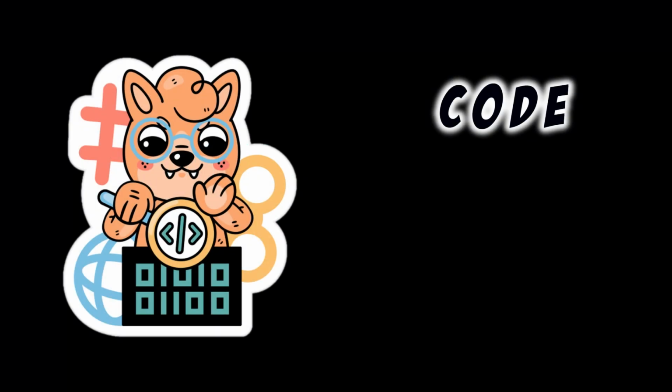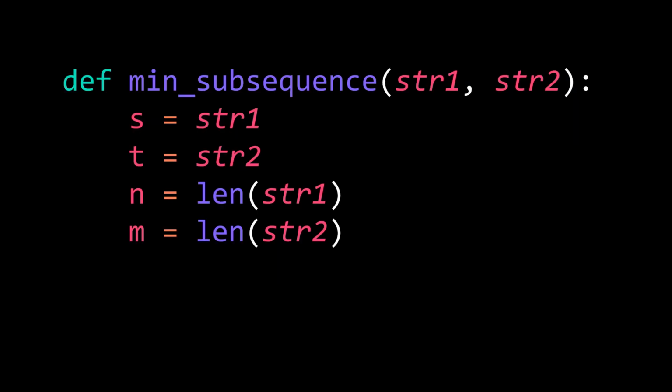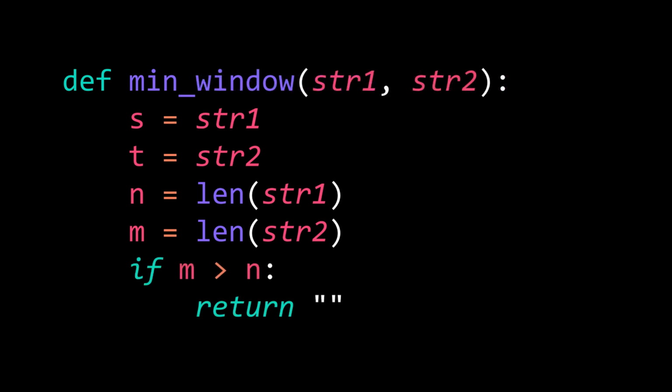Let's look at the code to understand this better. We start with simple things. We define a function which takes two strings as parameters. We define them as S and T, and we store their lengths in M and N for convenience. We then check if the length of T is greater than the length of S. There is no point to check anything further, and we can just return an empty string.